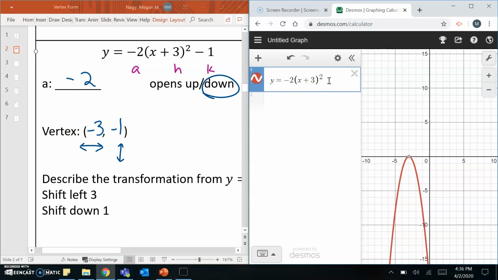And then we have to do -1. And the graph now moved down 1 space. Okay, so it shifted over 3, down 1, and it's facing down. Those are my transformations that occur because of this equation.